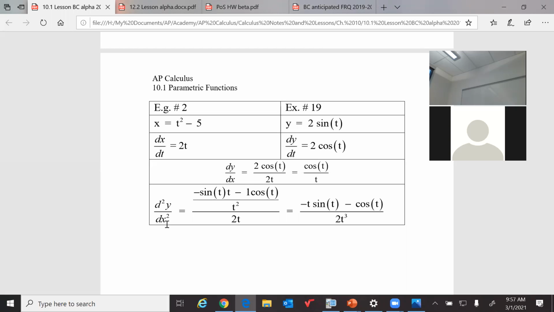All of it divided by the denominator squared, t squared, times 1 over 2t, which gives you negative t sine t, subtract cosine t, over 2t to the third. Okay, it's just a quotient rule. So we're going to pause this now.